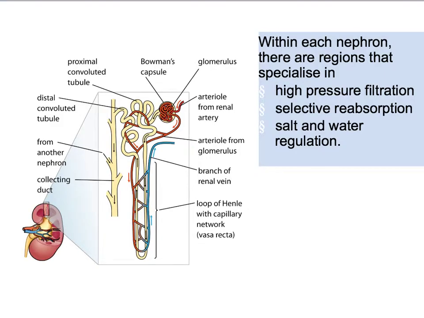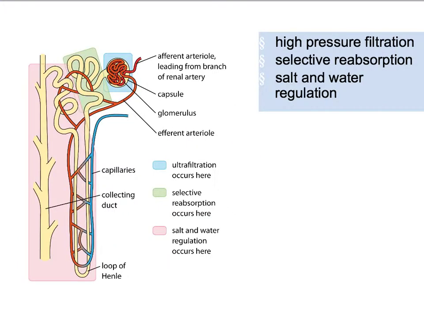Now we need to look in more detail at how this filtration of the kidneys happens, and we can see here that we've got the kidney and we've taken a small section of the kidney to show what happens within this part of the kidney, which is called a nephron. Now, filtration of the blood happens in 3 stages. We've got high pressure filtration, selective reabsorption and salt and water regulation. And these 3 stages will happen at different parts of this nephron. This diagram here shows the different areas that it will happen.